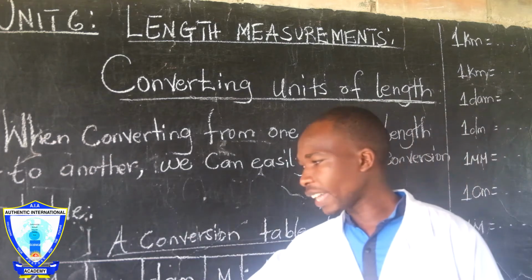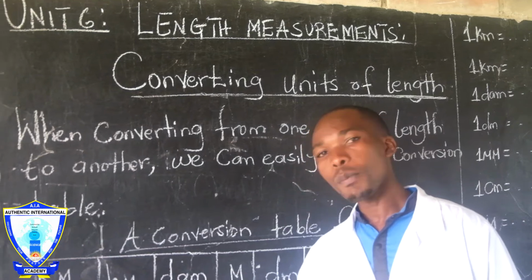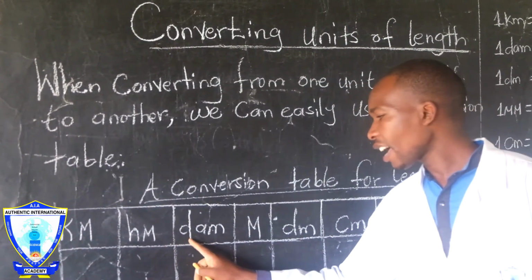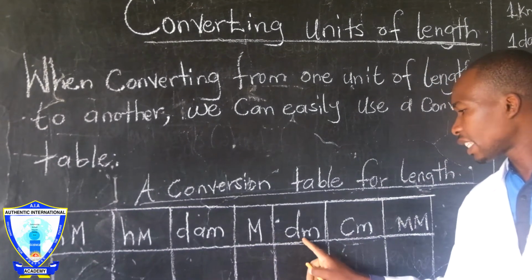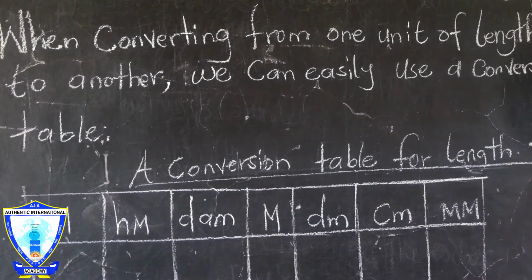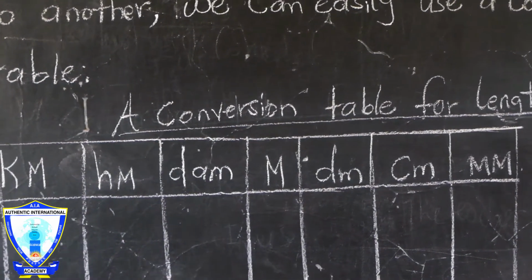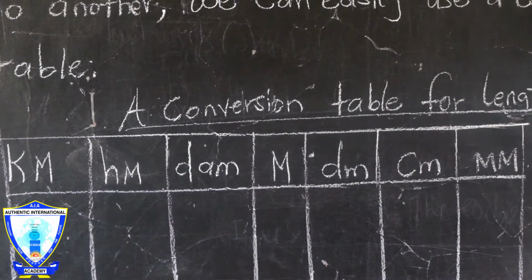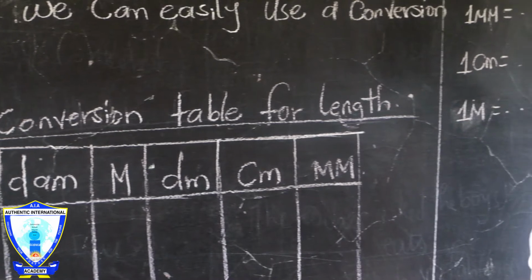Here we read it as kilometer, hectometer, decameter, meter, decimeter, centimeter, and millimeter. I know you all know that.